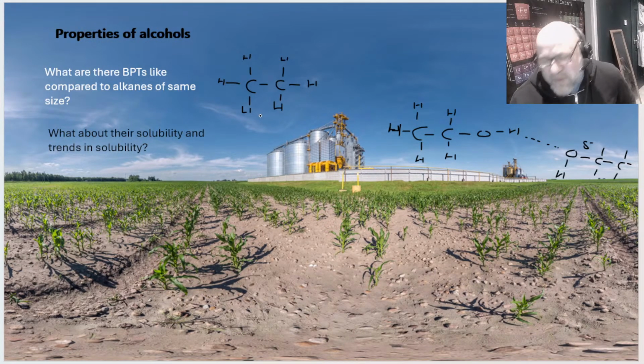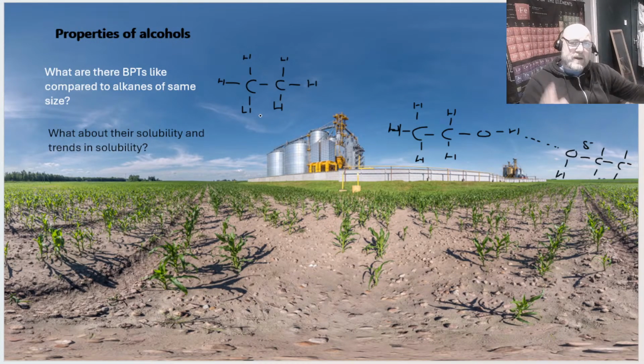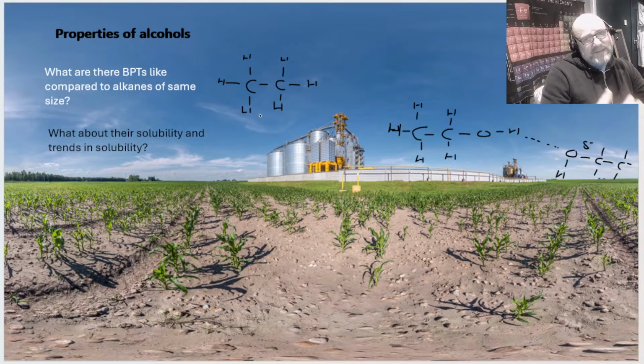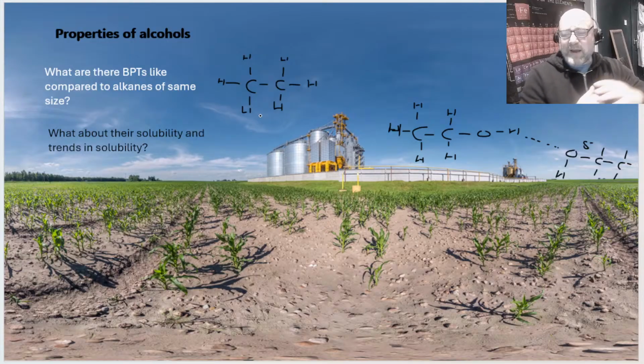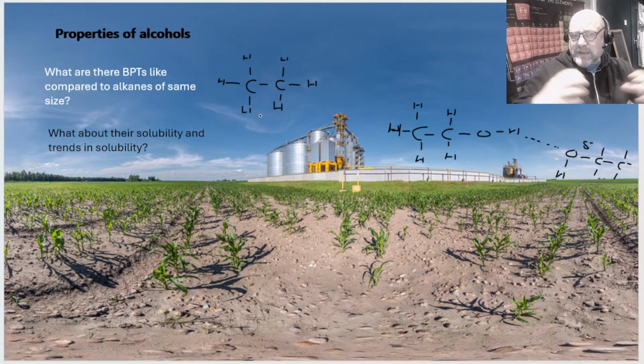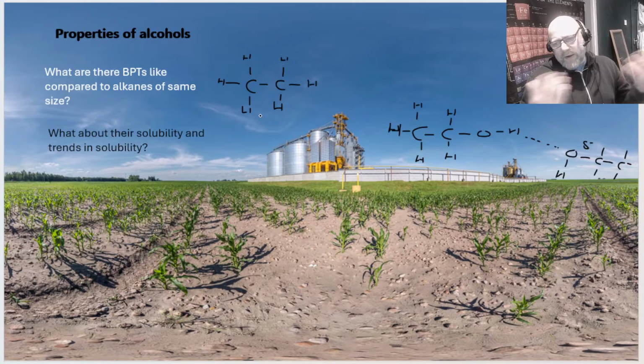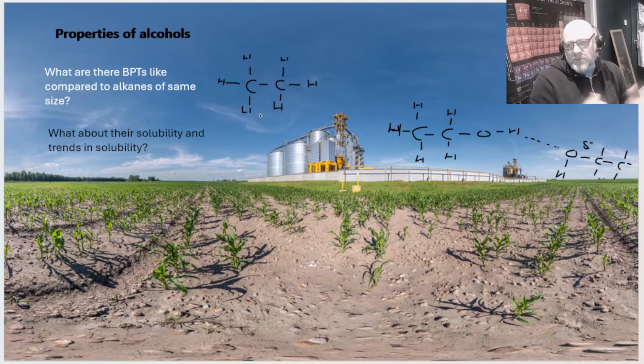So if I was writing an answer to explain why ethanol has a higher boiling point than ethane, I'd say it has hydrogen bonding, whereas ethane only has van der Waals, and ethanol is larger, so its van der Waals forces are stronger as it has a greater electron cloud, more electrons. So we've established that.